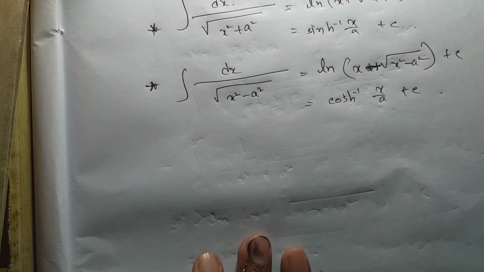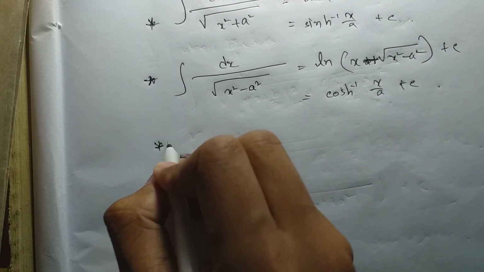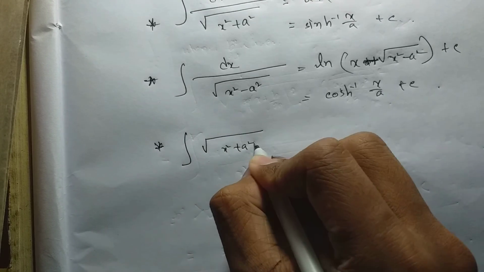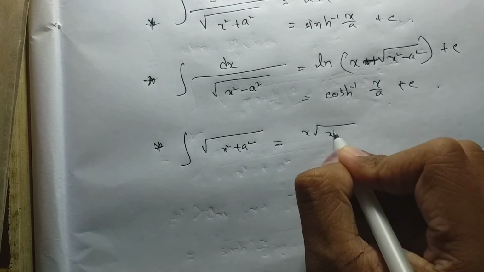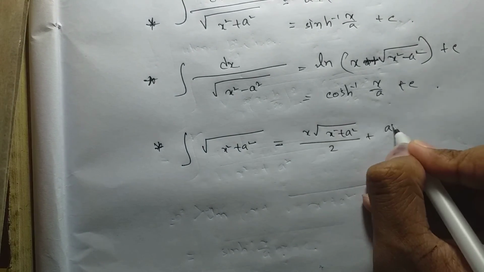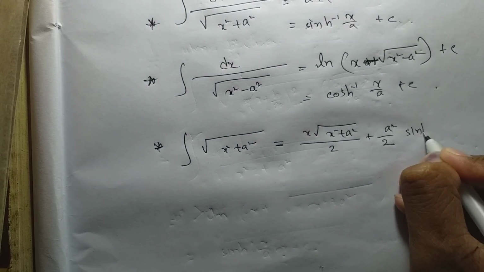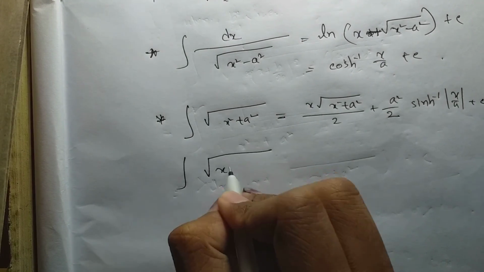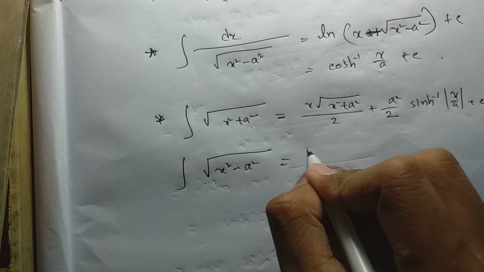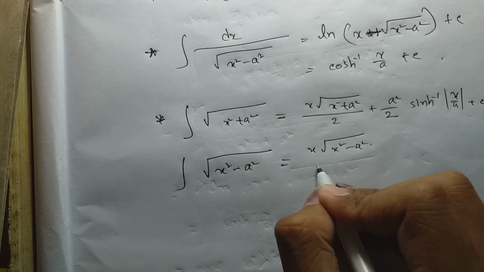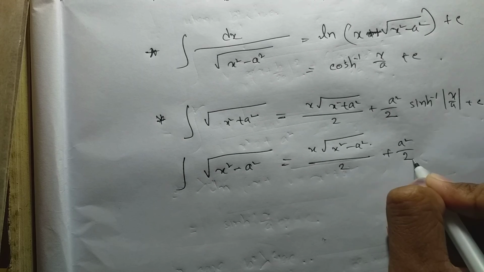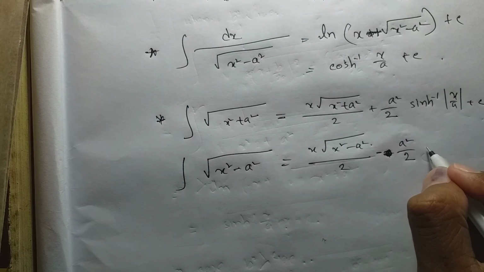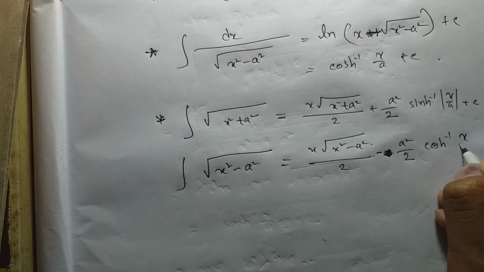And for the integration of root over x squared plus a squared, you can write x root over x squared plus a squared by 2, plus a squared by 2 sinh inverse x by a, plus c. But if it is root over x squared minus a squared, then x root over x squared minus a squared by 2, minus a squared by 2 cosh inverse x by a, plus c.